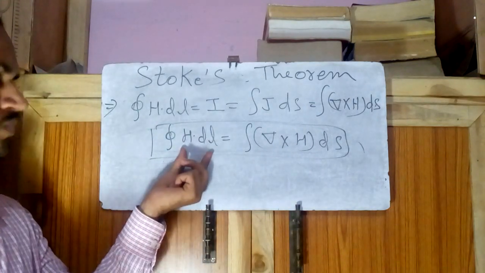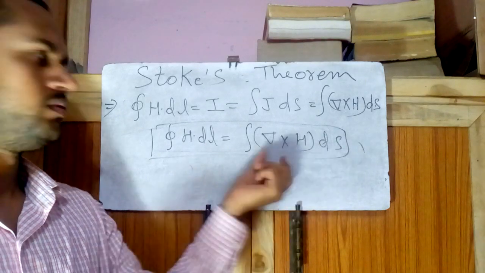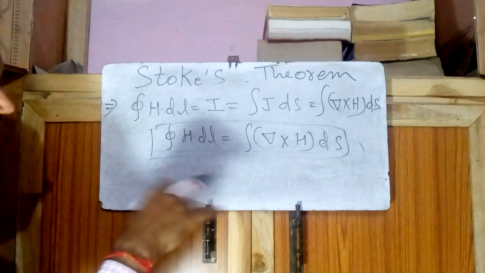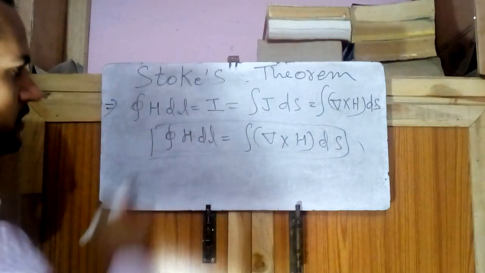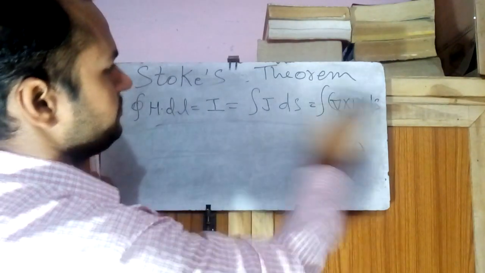Here closed path integration of a vector will be equal to open surface integration and the vector will be in the curl. So there will be many wrong combinations, and in the objective you will have to find out the right combination. It is a Stokes theorem.